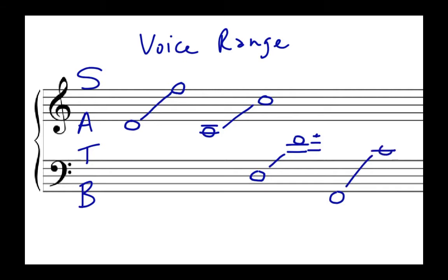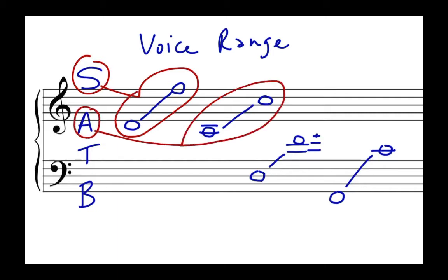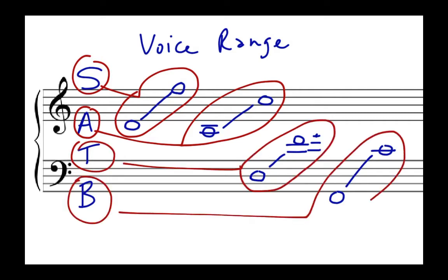So you can see that our soprano voice is the highest female voice. Our alto voice is the next highest female voice. The tenor is the highest male voice, and the bass is the lowest male voice. And when we're writing, we're going to keep the soprano out of the alto range, keep the alto out of the tenor range, and keep the tenor out of the bass range, at least for each individual chord.